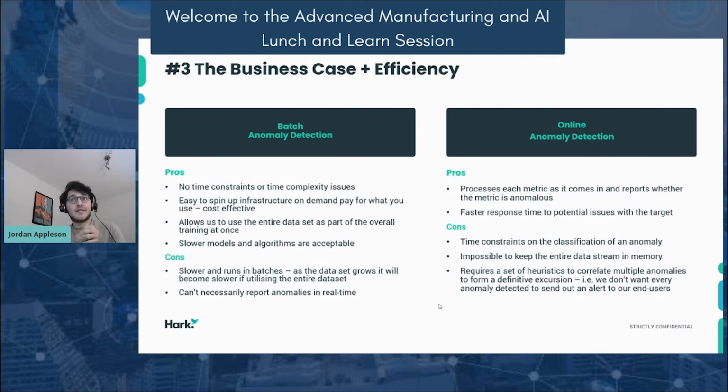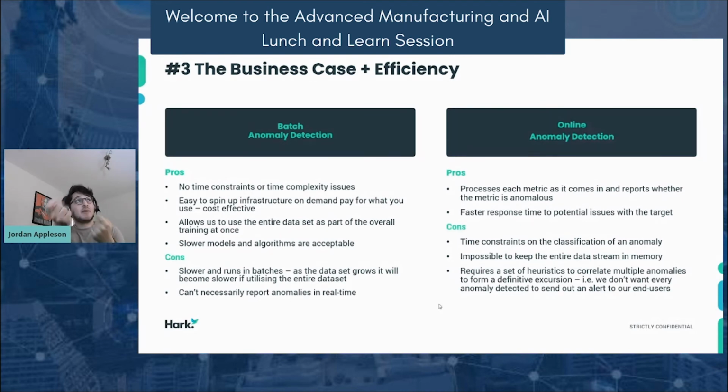But the cons of this are that because it runs in batches, you might only be able to get your anomalies and your output for preventative maintenance at the end of every day. That might be okay, but if you're trying to prevent downtime very quickly, then maybe it's not okay. And then the pros of online anomaly detection, conversely, i.e.